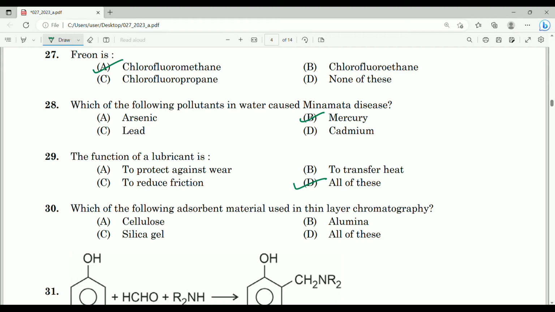30. Which of the following adsorbent material used in thin layer chromatography? Cellulose, alumina, silica gel, all of these. So all are used in TLC plate.